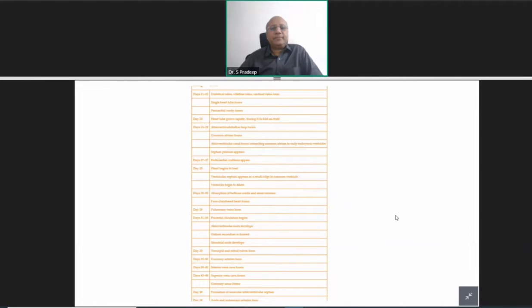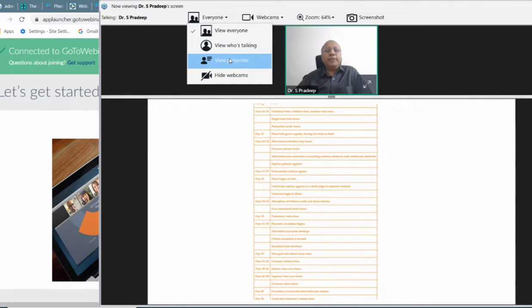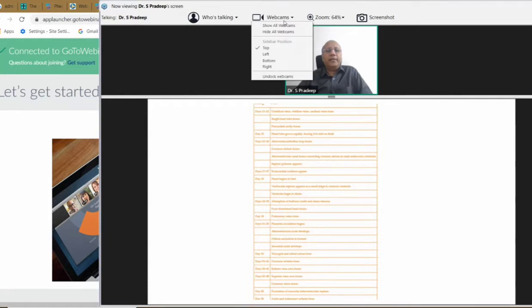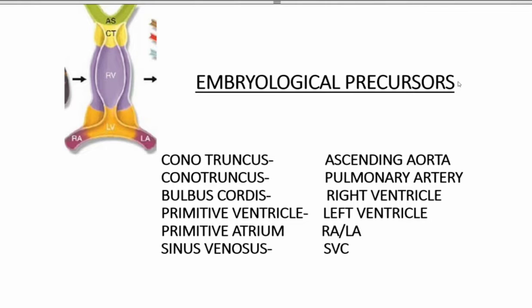36 days. So by the time the fetus is about 8 to 9 weeks, the cardiac embryology and formation is complete. It's only that technology as it stands today does not allow us to image the heart at this early stage. Let us recapitulate the embryological precursors.